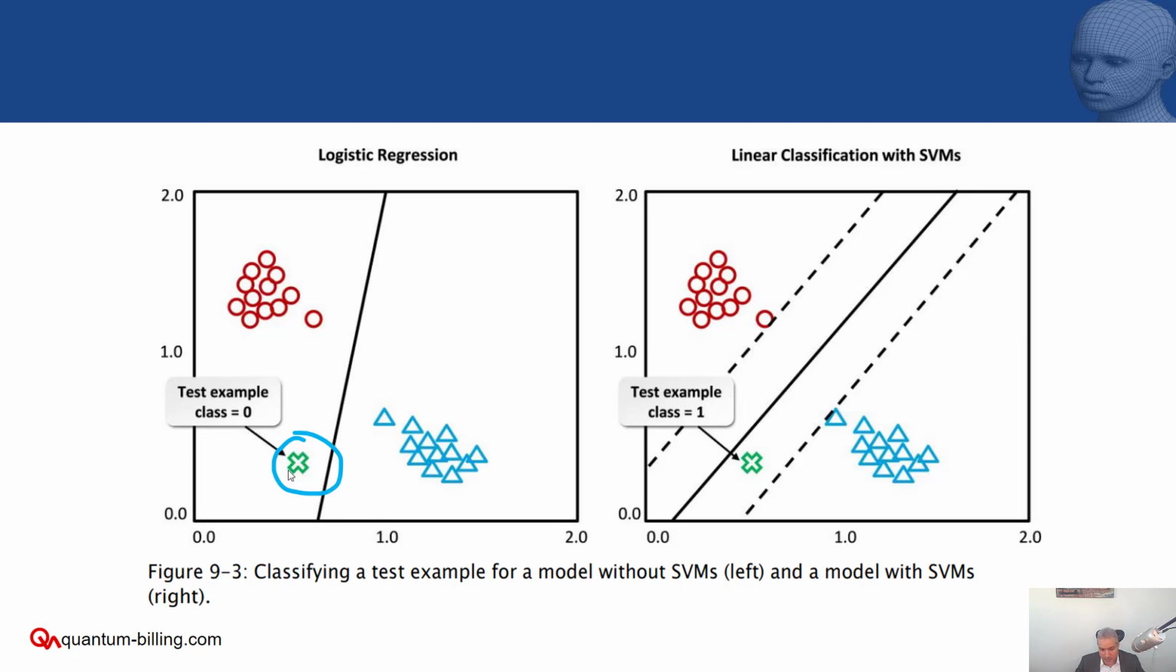Let's see. As you can see, the distance from here to here is less than the other distance. You can see that. And here is the distance, as you can see. So the support vector machine classifies it much better than logistic regression. Support vector machine works much better than normal logistic regression as a classifier.